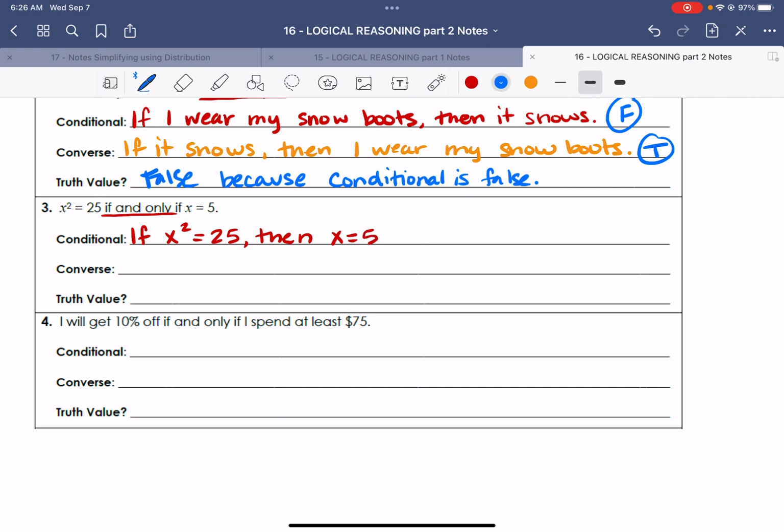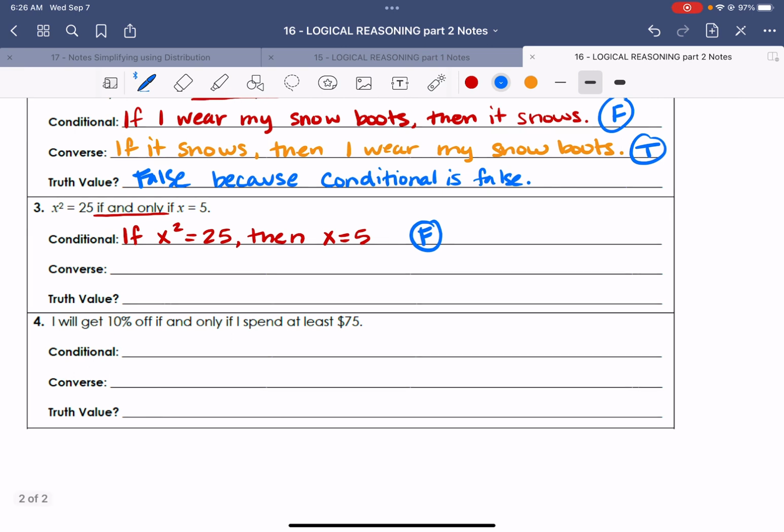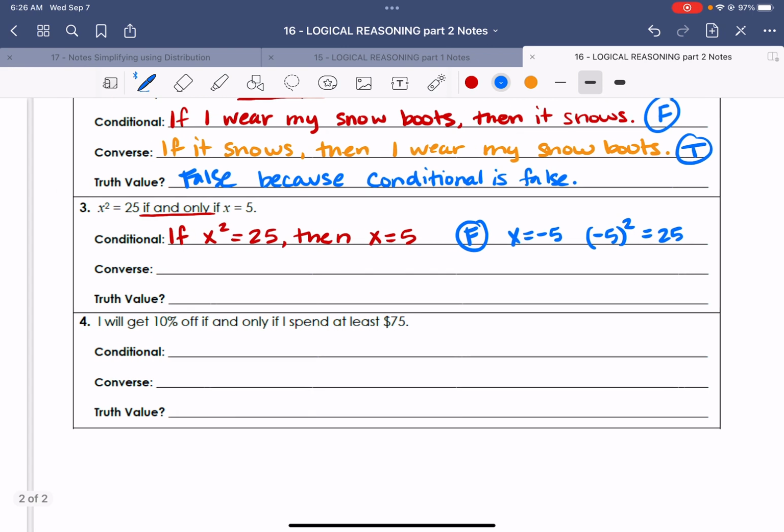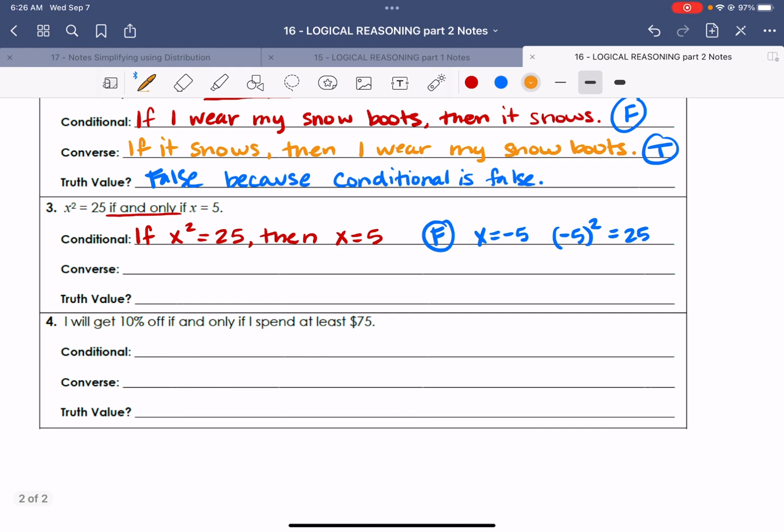Now, whether or not that's true or false, that's actually false, and I'm sure some of you know, but when you square a negative number, you can also get a positive number. So it's false because x could also equal negative 5. Because negative 5 squared will also give you 25. Again, not super important, but just so you know. If you go to Algebra 2 next year, you'll look at that a lot more.